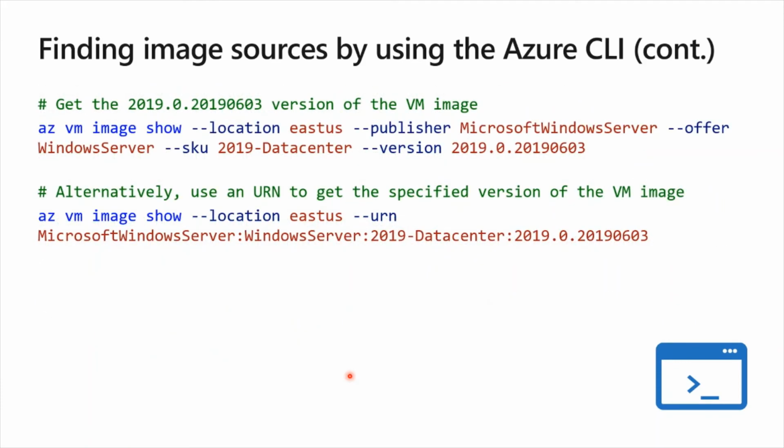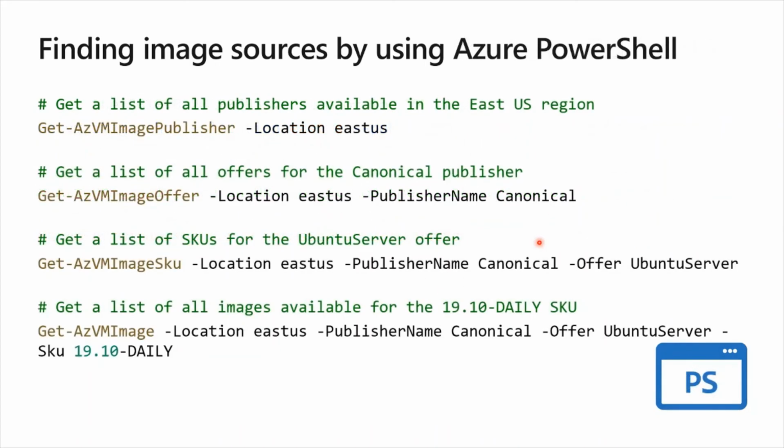You can show a particular image, and you can also use the URN to get the specified version of the image, like publisher, offer, SKU, and then version. Same thing you can do with PowerShell. Let's do it.